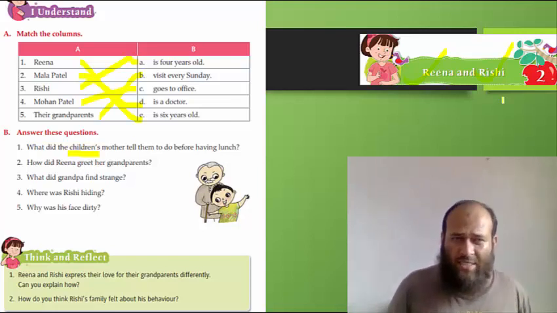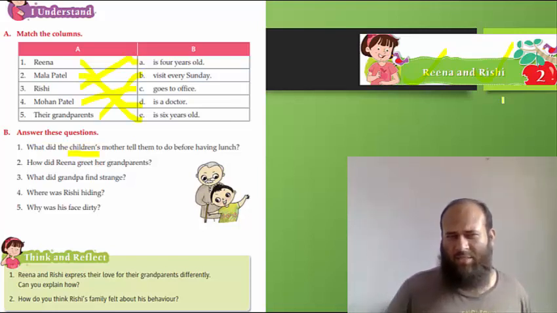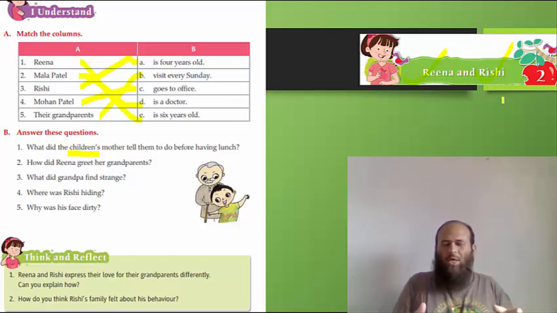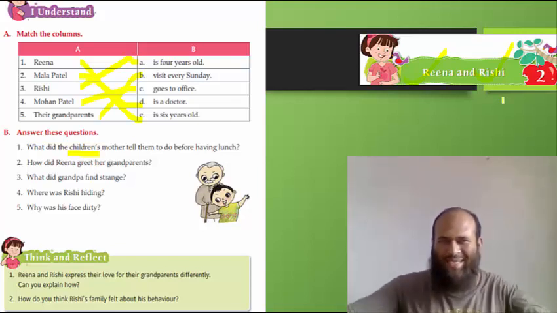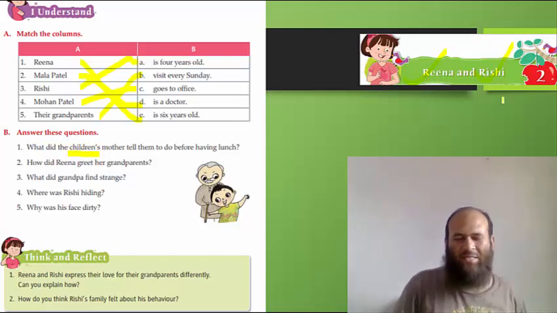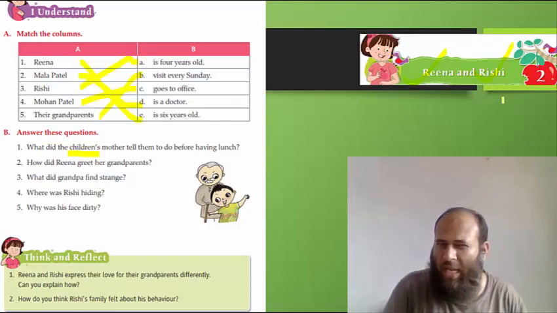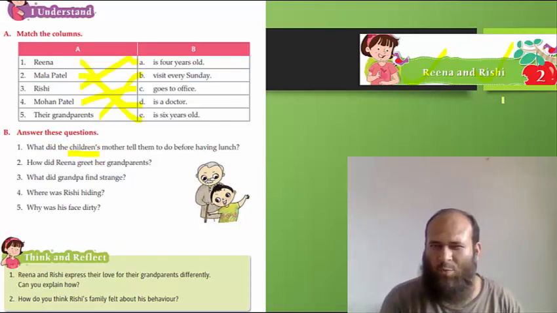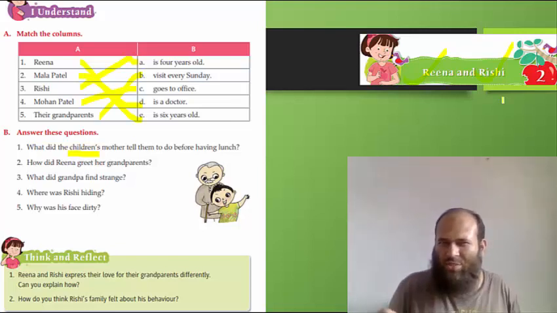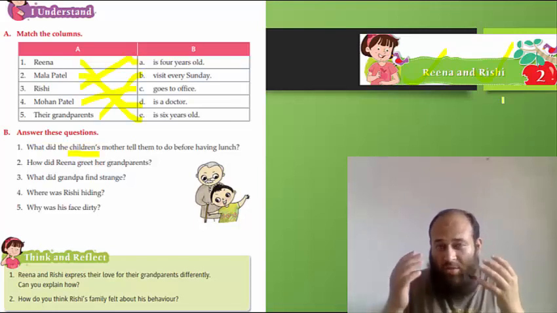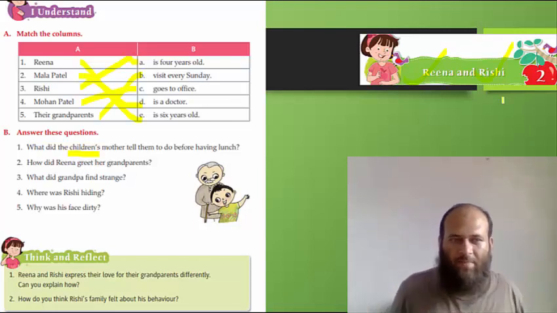How did Reena greet her grandparents? Did she say hi, hello, assalamu alaikum? She actually went there and hugged the grandparents. What did grandpa find strange? What was strange about that lunch table? He did not find Rishi, and there was something on his feet. He thought it was a cat or a dog, maybe.